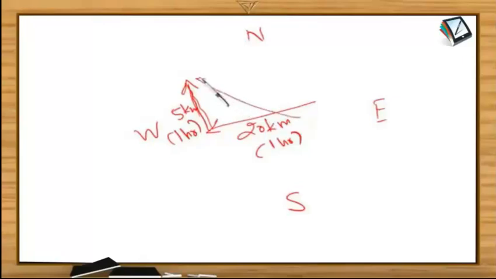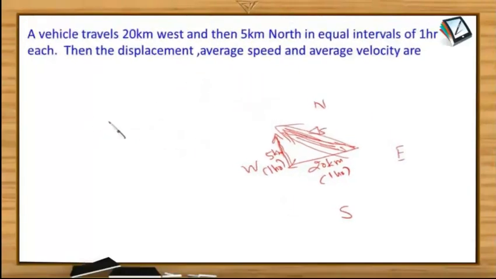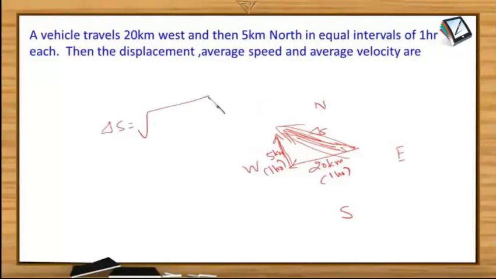For displacement, as we know, we can calculate the shortest distance between the starting and the final point. So displacement ΔS is equal to √(20² + 5²). I'm not going to do this, you can solve it on your own. Find the displacement. For average speed, we know the time taken is 2 hours. So 20 plus 5, 25, divided by 2 hours, which is 12.5 km per hour. And for average velocity, we'll be using this displacement divided by 2 hours, so that you can solve easily.